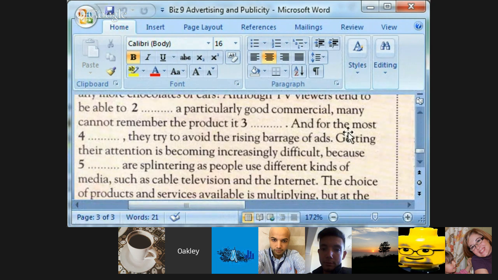Meaning most of the time, this is a kind of standard English phrase. For the most part, I try to stay away from fatty foods. Not always, but usually. In other words, this whole phrase, for the most part, basically means usually. Because we already have they.